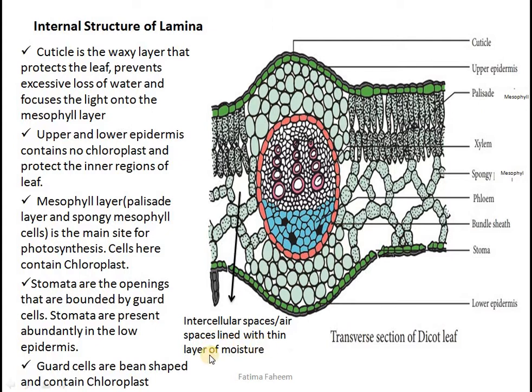All the mesophyll cells, whether palisade or spongy mesophyll cells, are lined with a thin layer of moisture. Then in the center you can see there are many shapes of cells. The ones colored in purple are called xylem. Xylem are the tubular system which is responsible for the transportation of water and dissolved mineral salts.